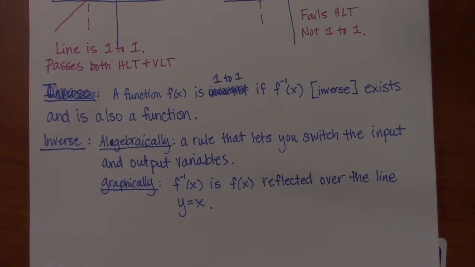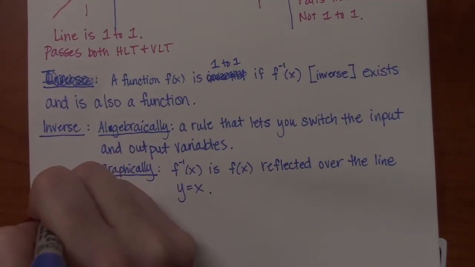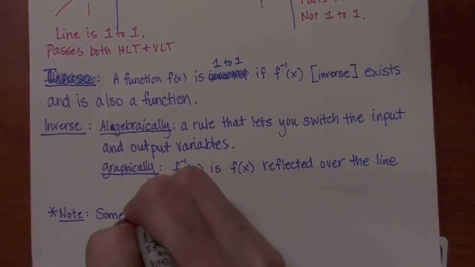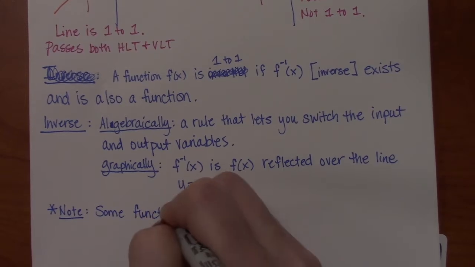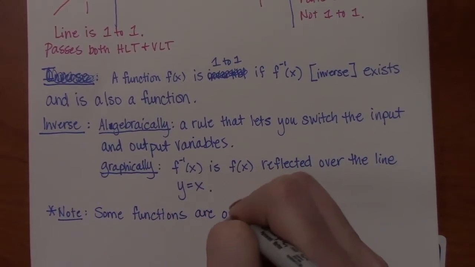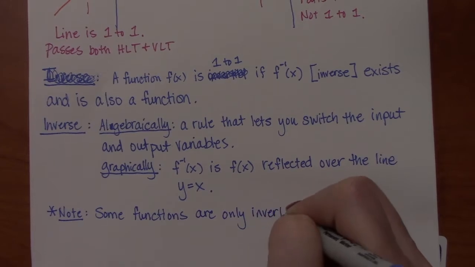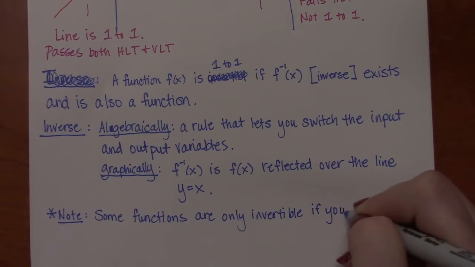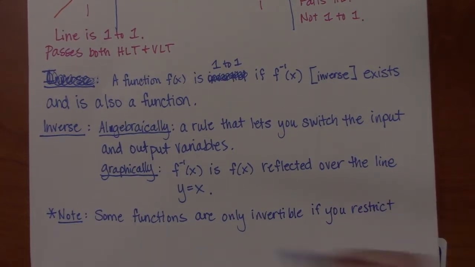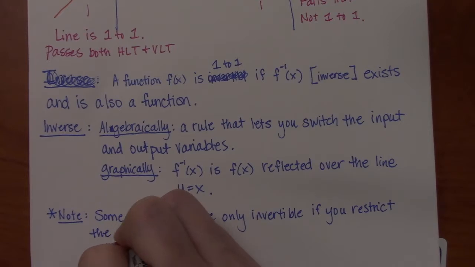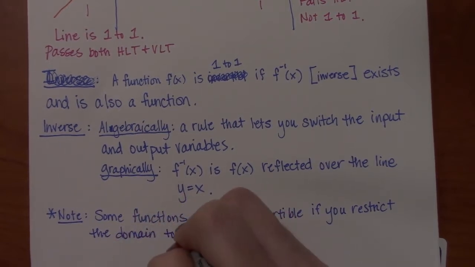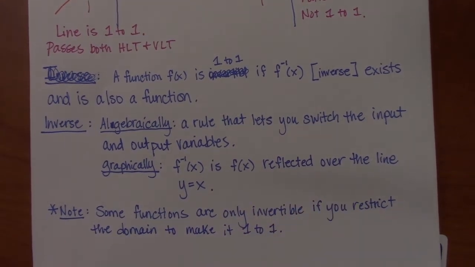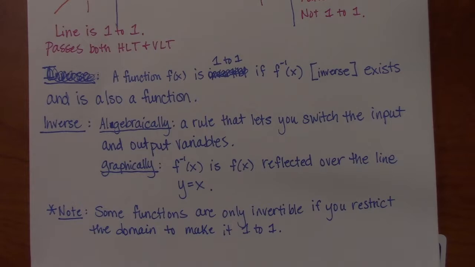So, I want to make a note before we start playing with some examples. Some functions are only invertible if you restrict the domain to make it one-to-one.